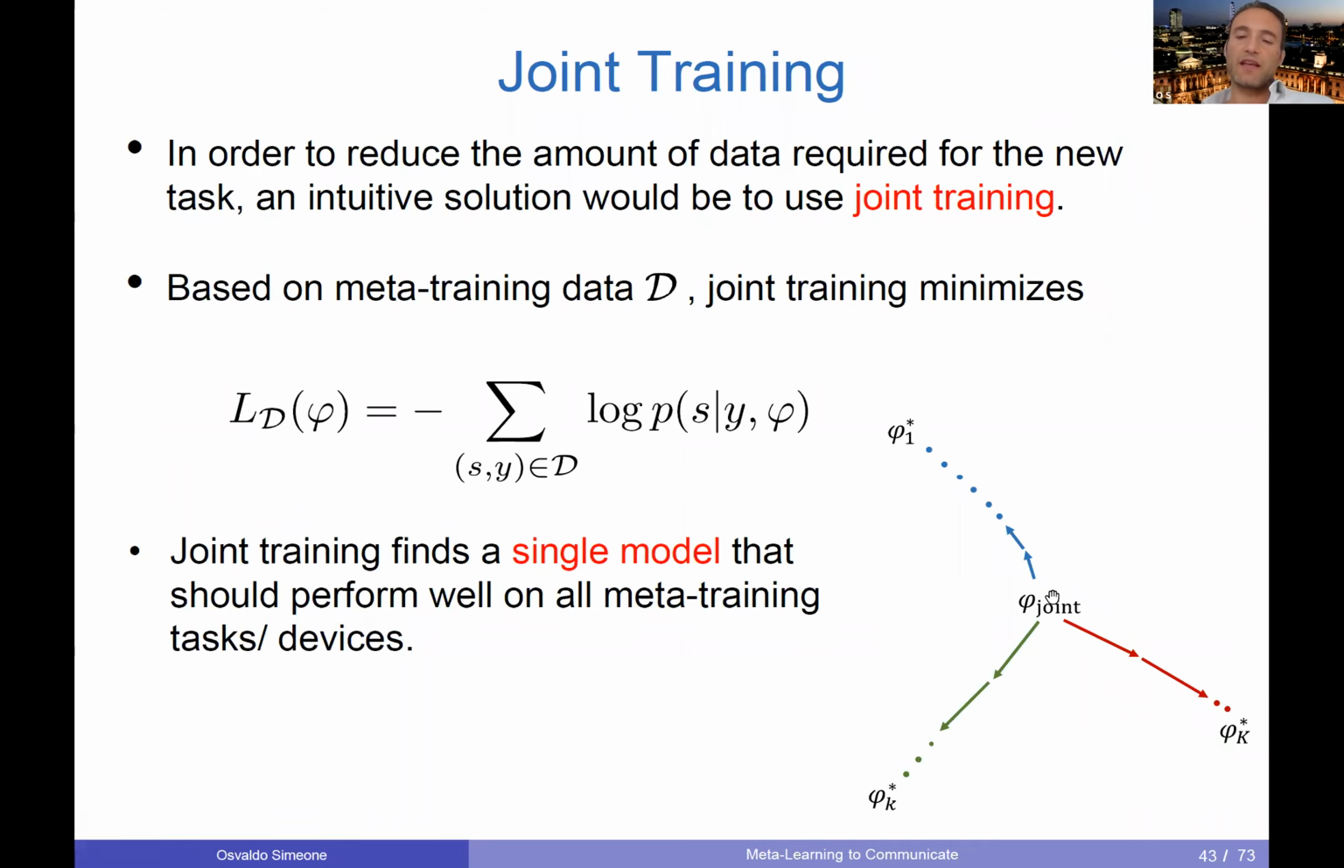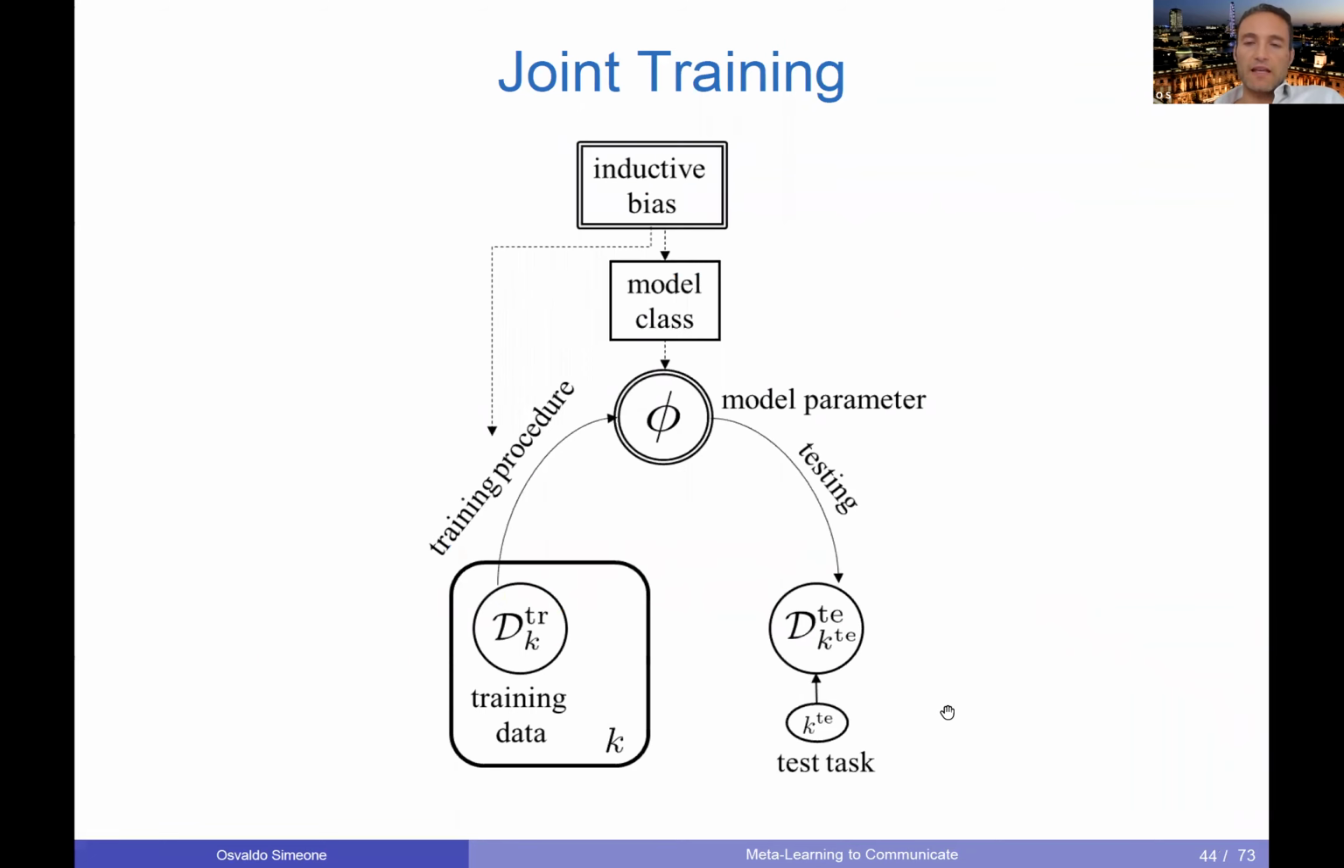So we want to find the model parameters phi joint that are in some way as close as possible to the optimal individual demodulators for each individual device. And again, this may not be possible. So this joint model may be quite far from the optimal demodulators that you would want to use on each individual device, on each individual channel configuration. And so this implements the joint training block diagram that we have seen earlier.